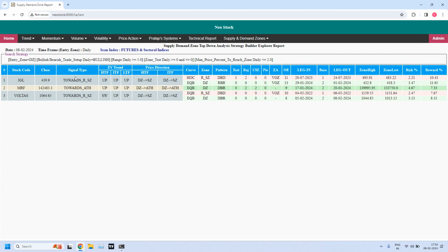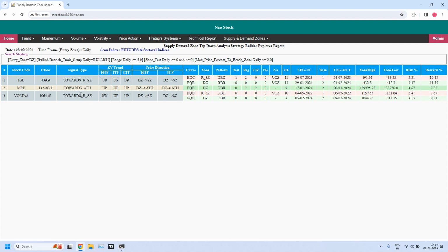But also look into the direction. Signal type indicates the lower time frame price direction. See, the first one is moving towards the supply zone. Second one moving towards the all-time high. Third one is again moving towards the supply zone. These R underscore SZ are high liquidity supply zones.